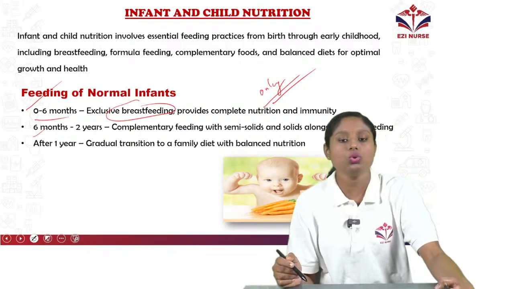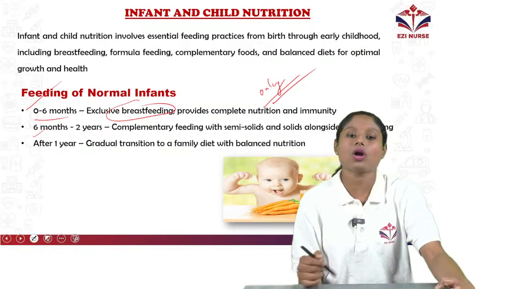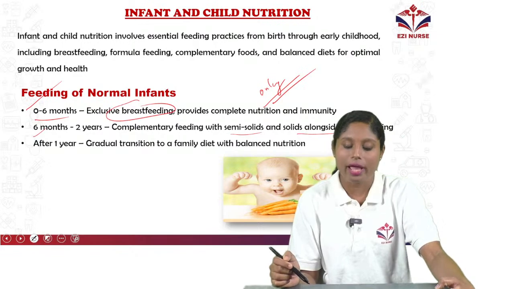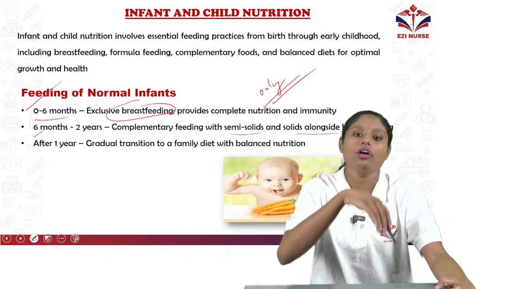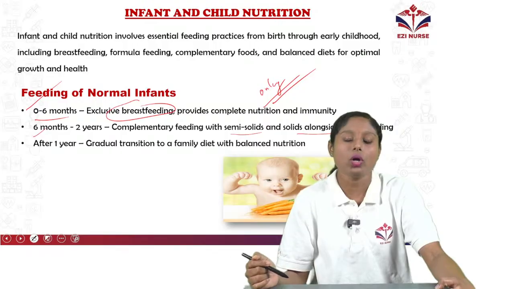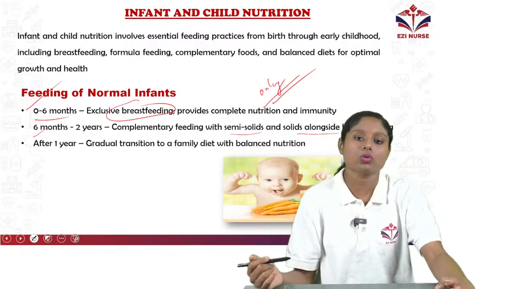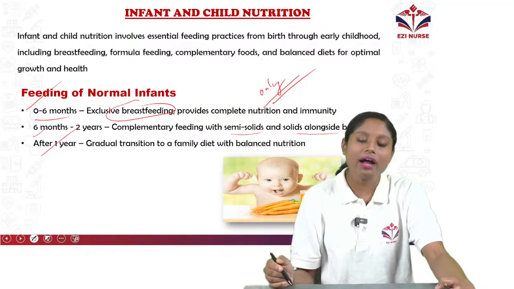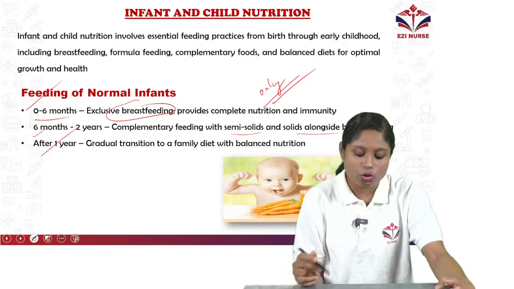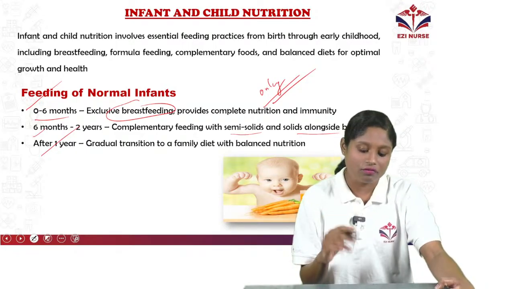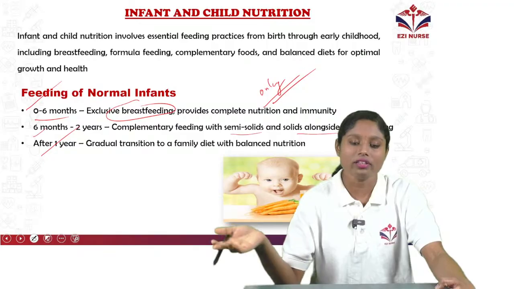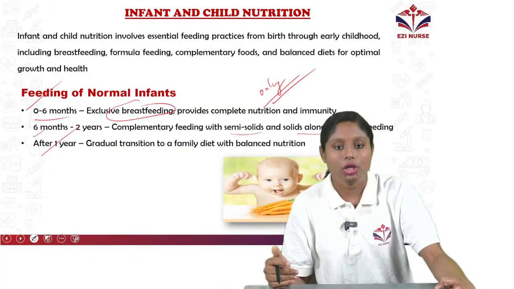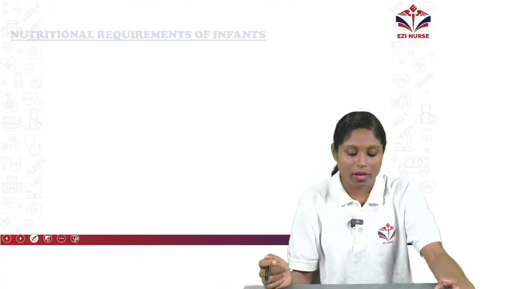From 6 months to 2 years of age, we need to start complementary feeding for them. Complementary feeding with semi-solid or solid food alongside breastfeeding. So continue with the breastfeeding. We need to start semi-solid or solid food for the baby from 6 months to 2 years. After 1 year, a gradual transition to the family diet with balanced nutrition. So after 1 year, we can give the baby the same food the family is having, but with balanced nutrition. So this is the feeding of a normal infant.